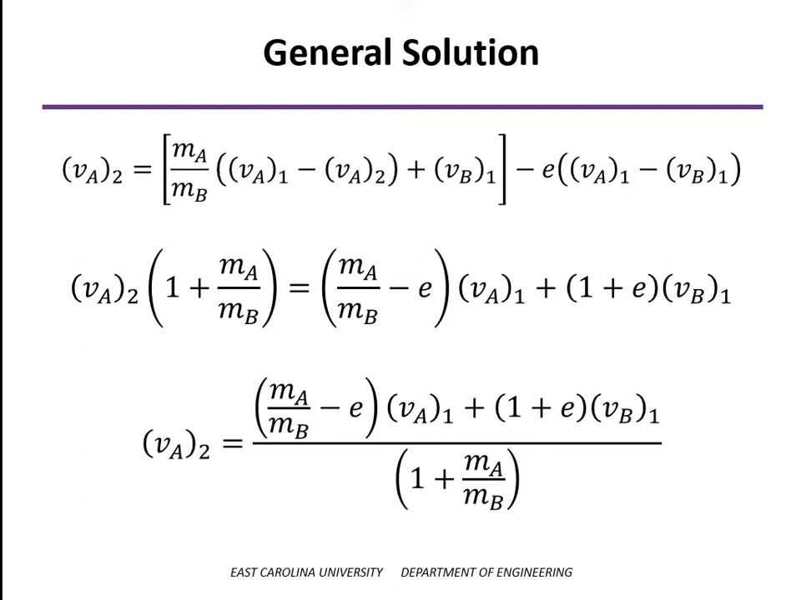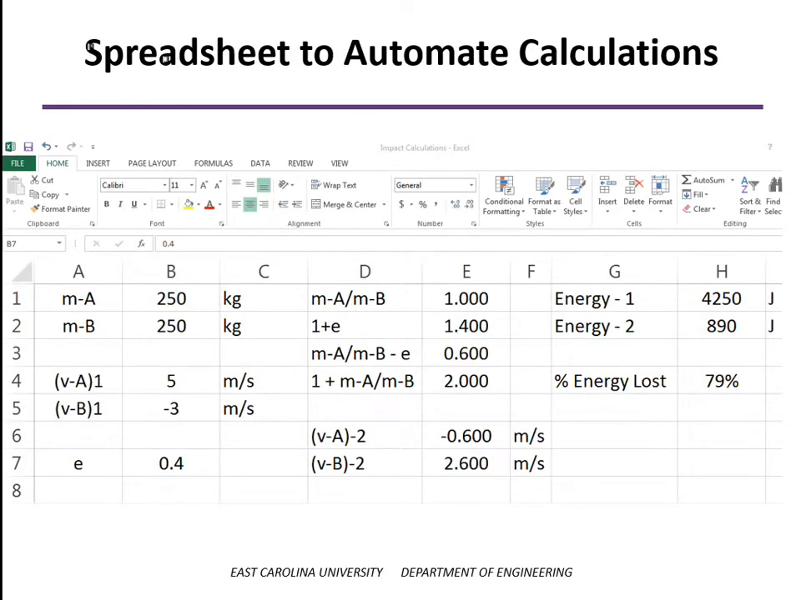And so we have an expression on the previous slide for the final velocity of block B, and we can calculate the energies before and after and look at the percent energy loss.